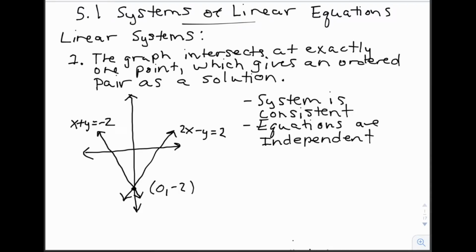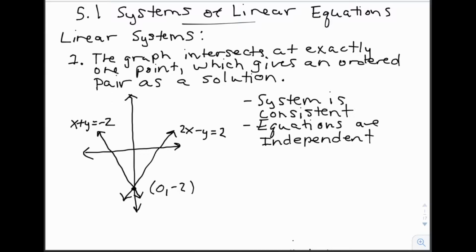Today we will be looking at 5.1, which is dealing with systems of linear equations. So we have three main linear systems here. Our first one can happen when the graph intersects at exactly one point, which gives us an ordered pair as a single solution. So this system is going to be consistent, and the equations are going to be independent. If we look at our graph here, we see that in this case we have two lines and they meet at exactly one point, which is (0, -2).